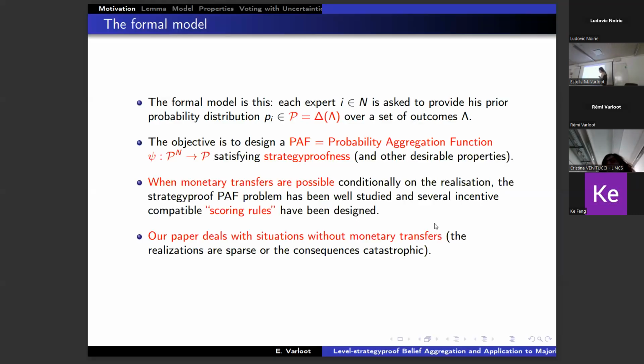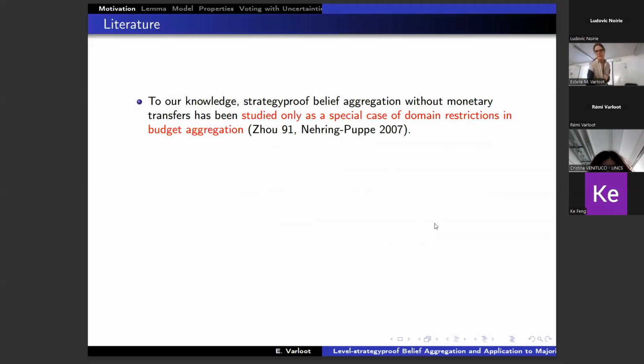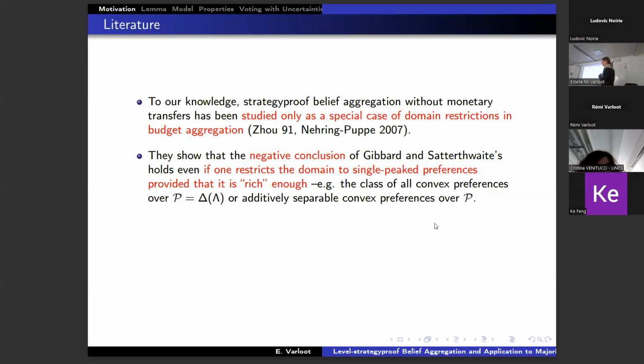And that's very interesting, because very few papers have ever taken that out. Usually we ensure strategy-proofness by saying that people will lose money if they misreport, which is not something we're doing here. So to our knowledge, this is the second paper that considers belief aggregation without money transfers. The first one was on budget aggregation, restricted to L1 distances.